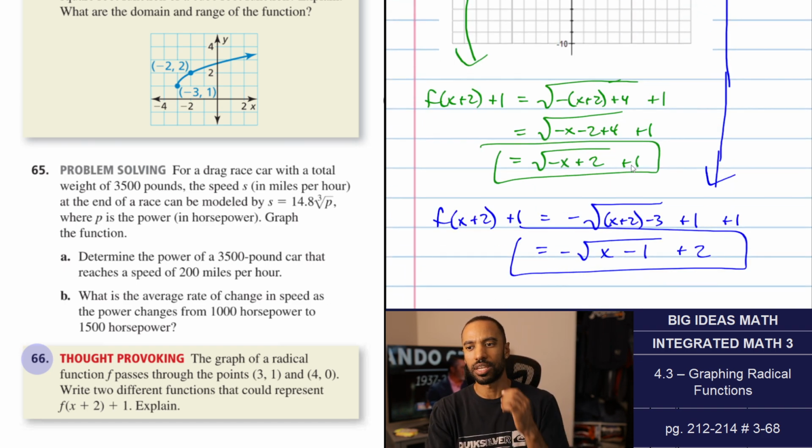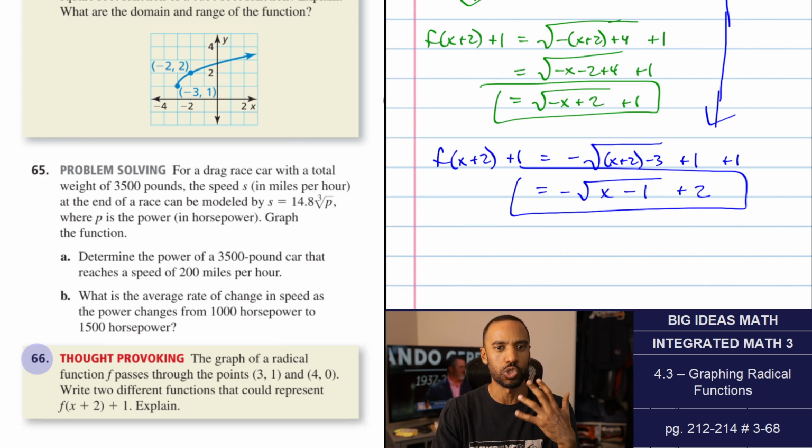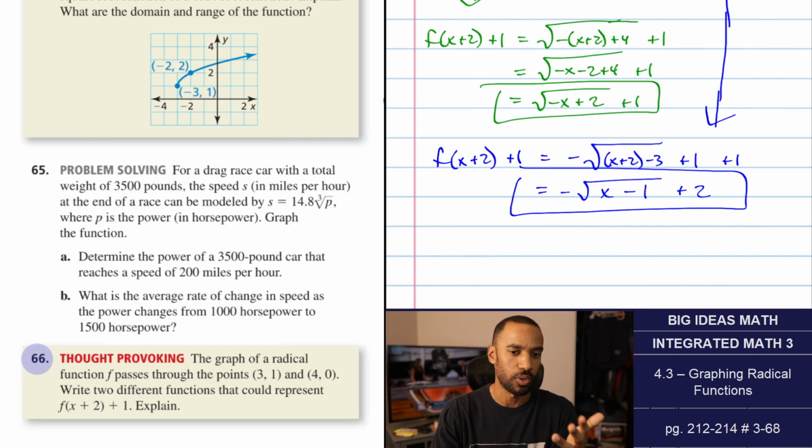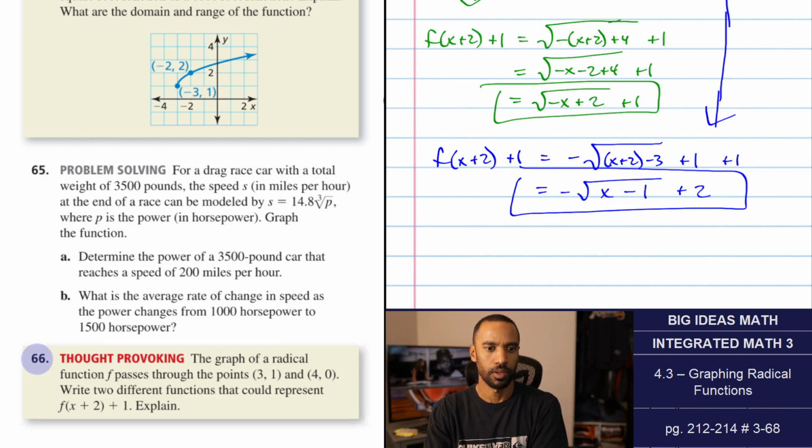So I believe those are the two things that they're looking for, trying to find out what the two functions would be specifically, and then shift them two left and one up and see what they become. Right? That's the substitution of it. Okay.